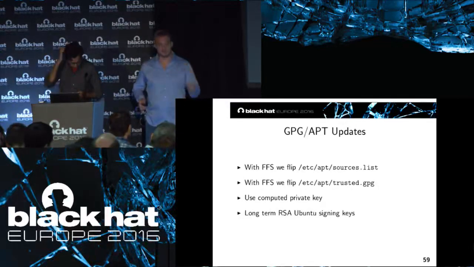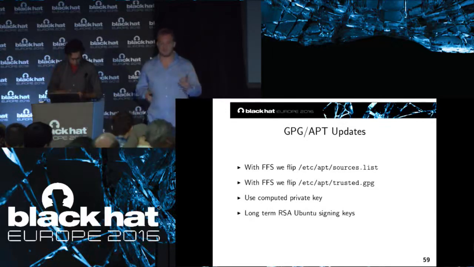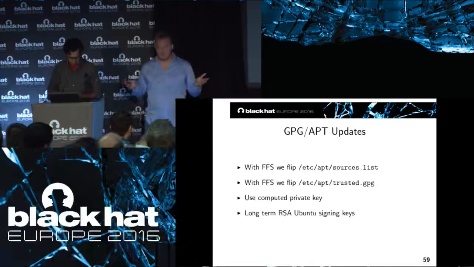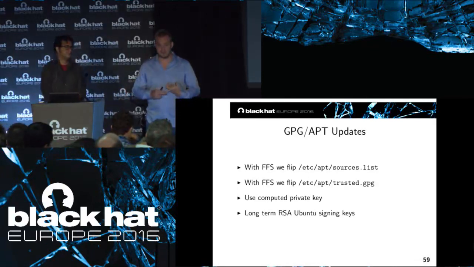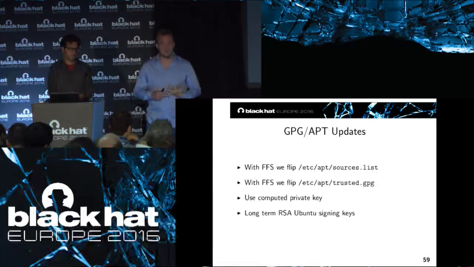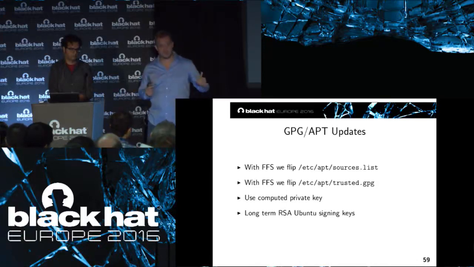However, if you want to subvert this security, then using Flip Feng Shui, we find that we can do 2 bit flips to subvert this security. So number 1, we want to flip a bit in the sources.list file, and using just one bit, we're going to be able to steer the victim from the real repositories to our malicious repository.